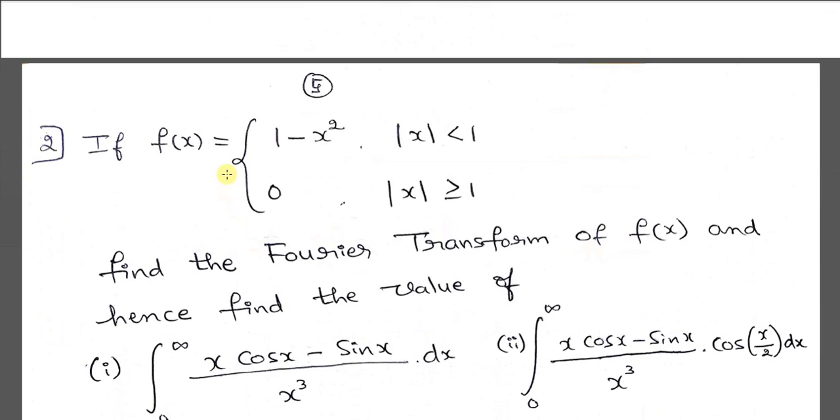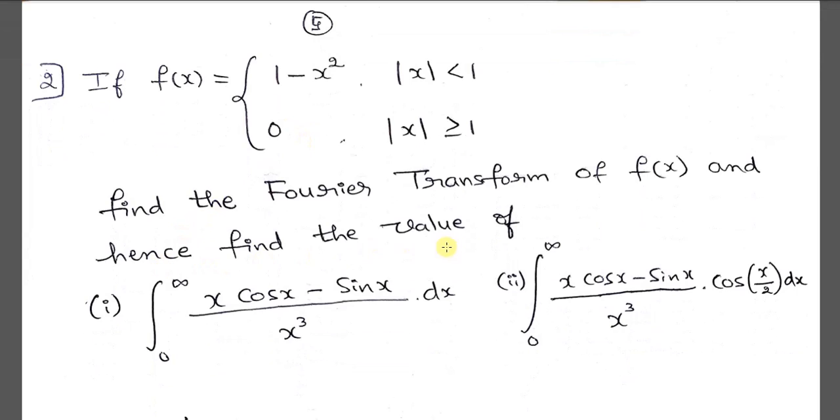This is the second function. f of x equals 1 minus x square, again mod x less than 1. So we can throw out this mod and write minus 1 less than x less than 1, and 0 in other cases. So we have to find the Fourier transform, and the second part is to evaluate these two terms.